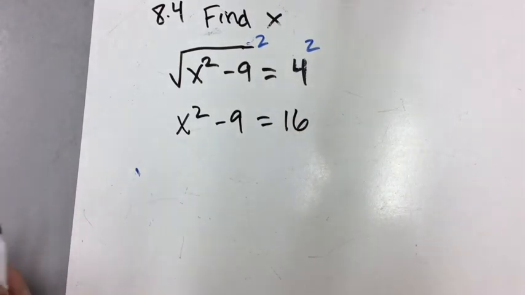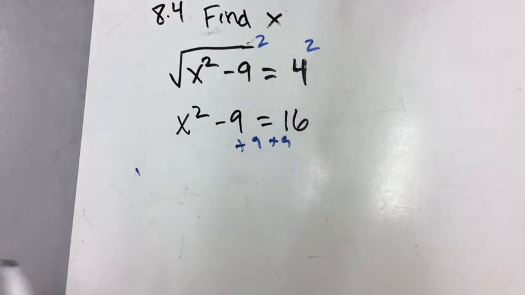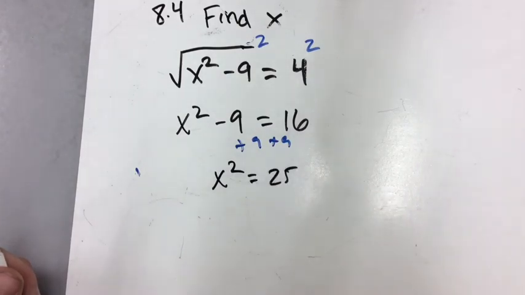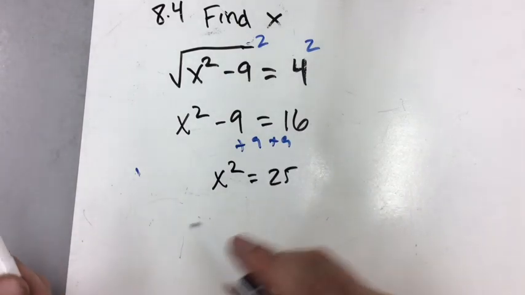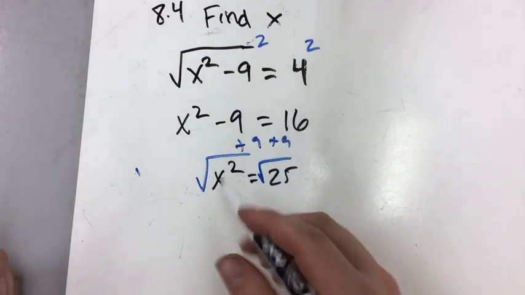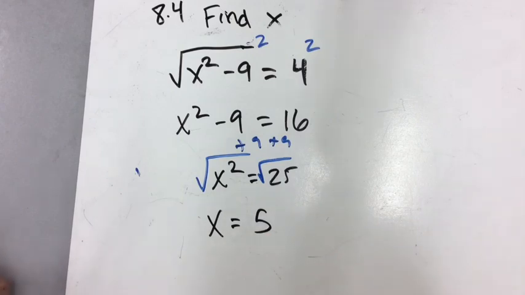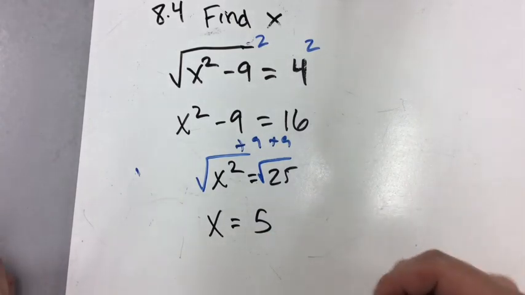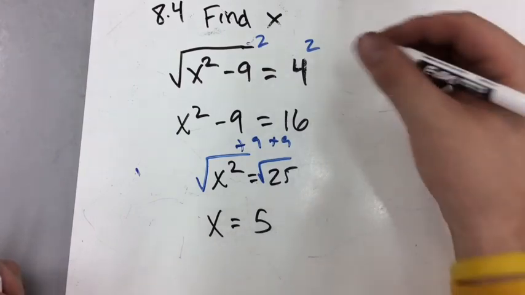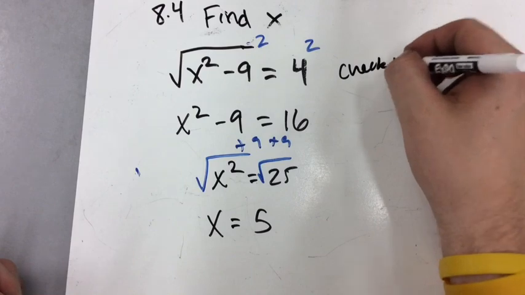From here, I just want to solve for x. So I'm going to add 9 to both sides. This will give me x squared equals 25. From here, I can take the square root of both sides and get that x equals 5. Now, again, I know it's positive or negative 5, but all I care about is the positive. So the only thing I'm going to check is x equals 5.